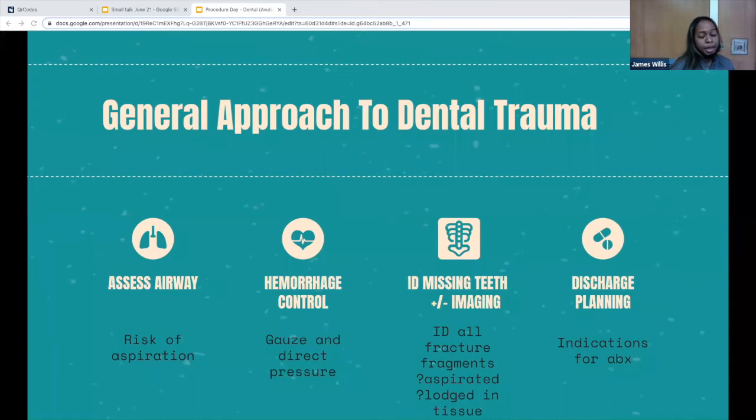I'll talk about this later, but once you do the workup for the patient, discharge planning will be important. Almost all patients who come in with dental trauma will need outpatient dental follow-up, and some of them may need antibiotics on discharge. So it's important that we ensure good follow-up for all these patients.